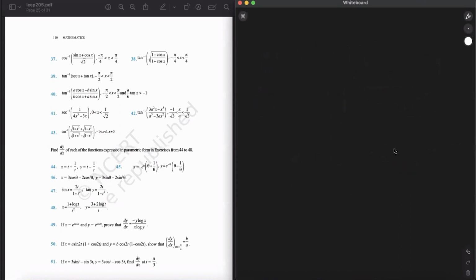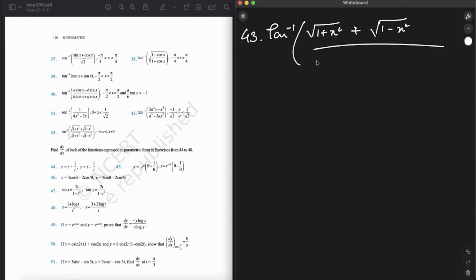Moving forward, I have another question. Question number 43, which is tan inverse of (under root 1 plus x square plus under root 1 minus x square) divided by (under root 1 plus x square minus under root 1 minus x square). Alright.